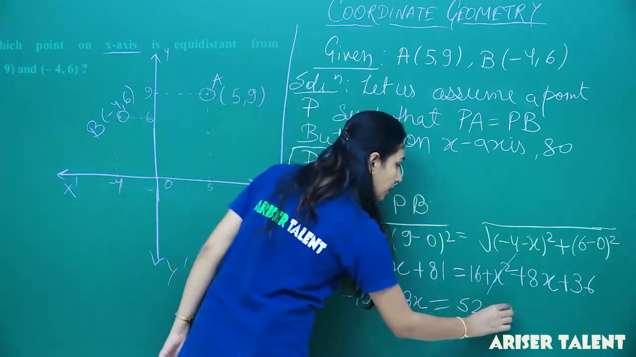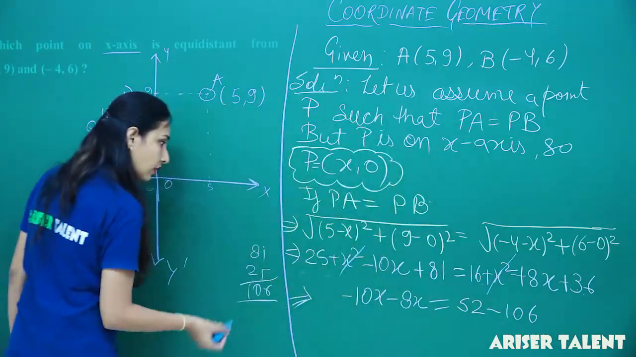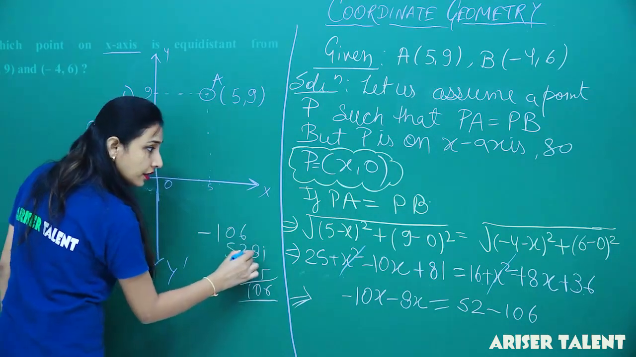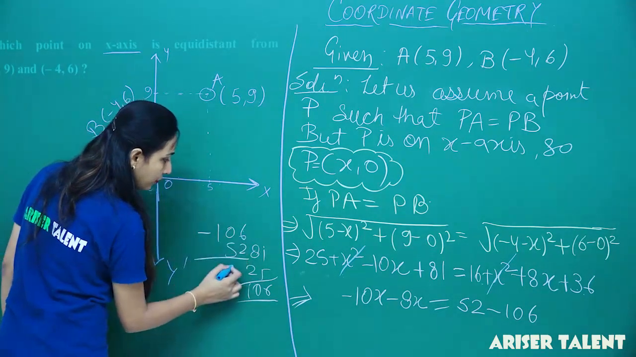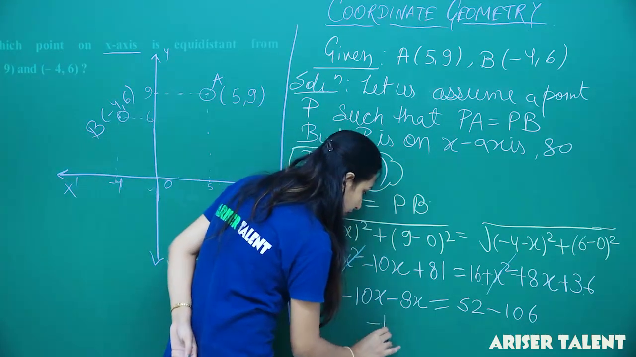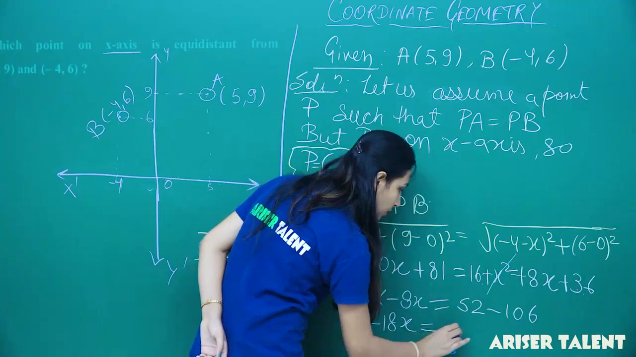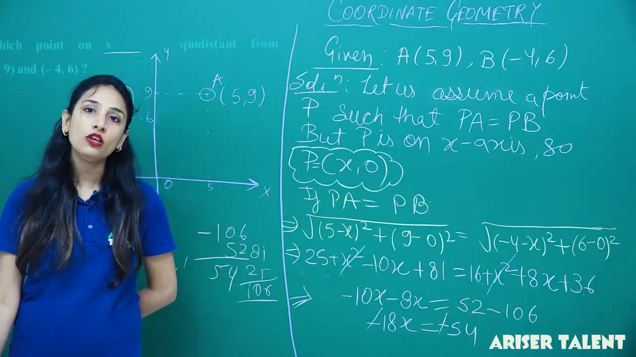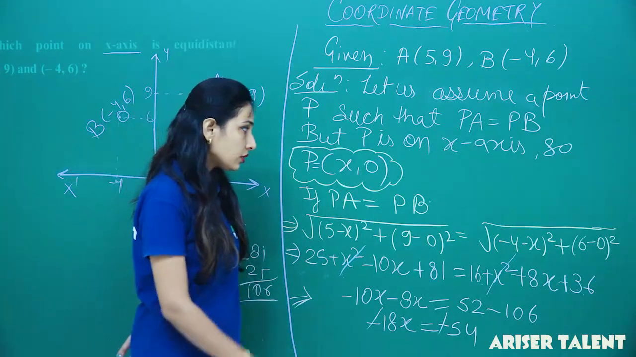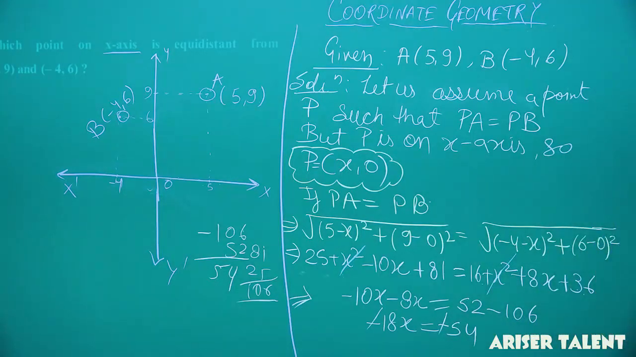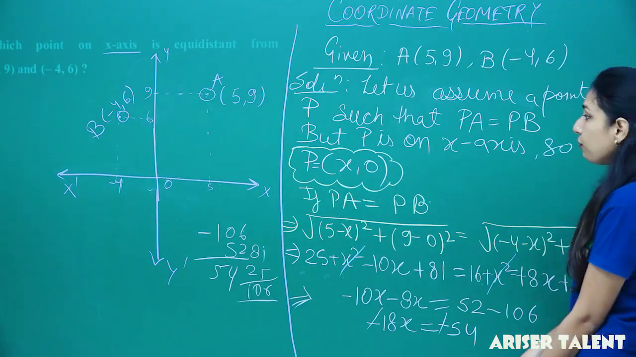So, minus of 106. Now, minus it and 52. So, that will be 4 and that will be 5 here, 54. So, minus 18x equals to 54. Minus cancel. Now, you can find the value of x from there. Is it okay with you? So, note this question. This is the way you'll be finding the value.